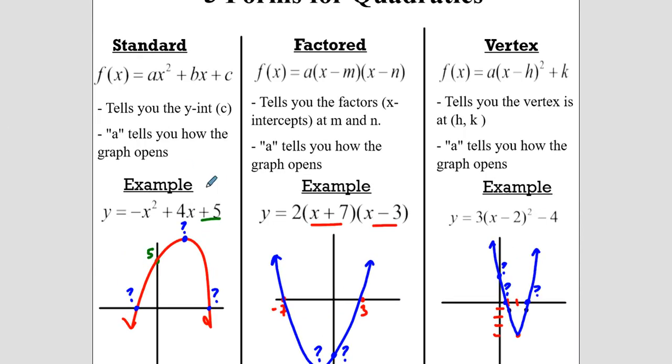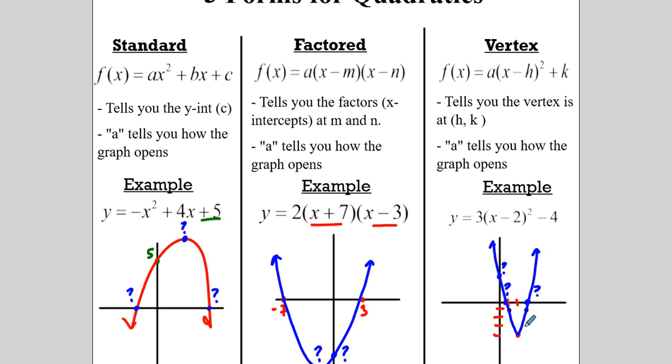A lot of the time this gets used when talking about projectiles, anything moving through the air. Standard form will tell you the y-intercept, that's where it took off from, that's where it started. So if you want to know where something was shot from, you would use standard form. Factored form tells you the x-intercepts, which, if it's opening downward, is where it lands.